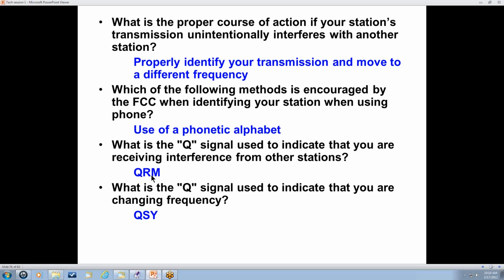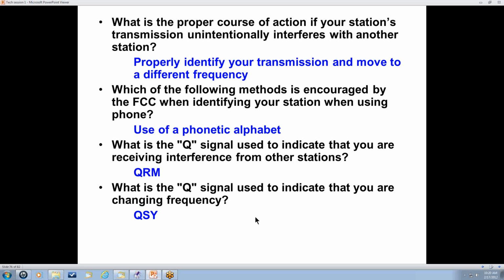QRM is one of them. QSY is the other one. Now, Q signals come in 2 flavors. They come as either questions or statements, and you can see that on the sheet. If I have QRM question mark, it means are you being interfered with? And if I say QRM without the question mark, it means I am being interfered with. Okay? So QRM refers to interference from other stations.